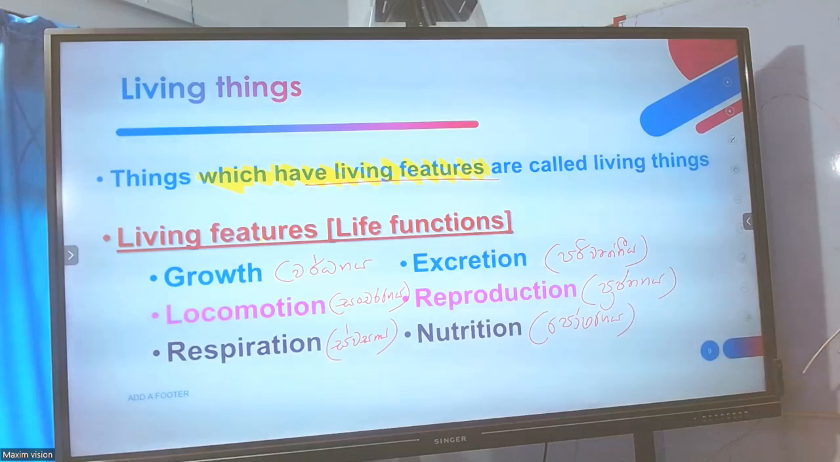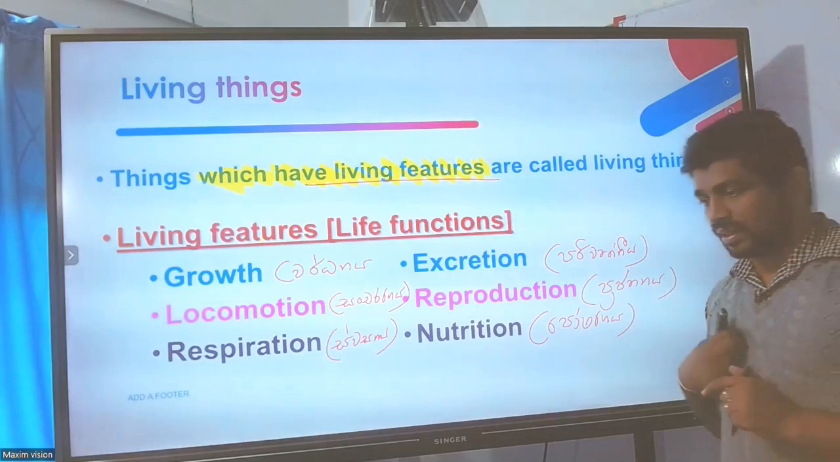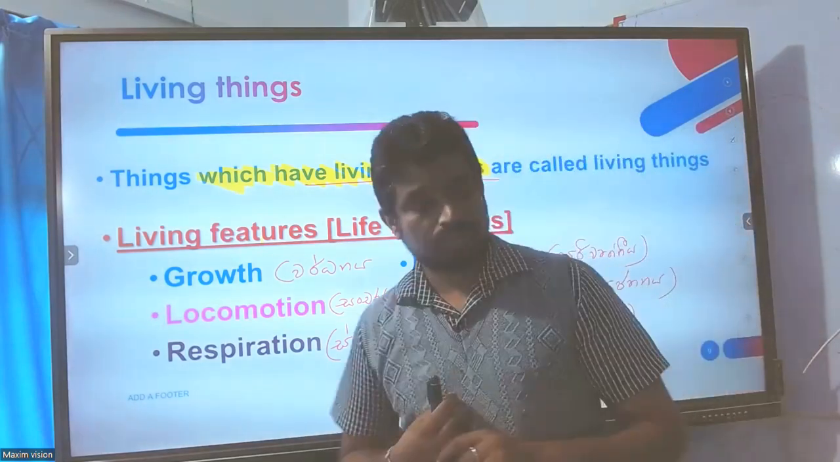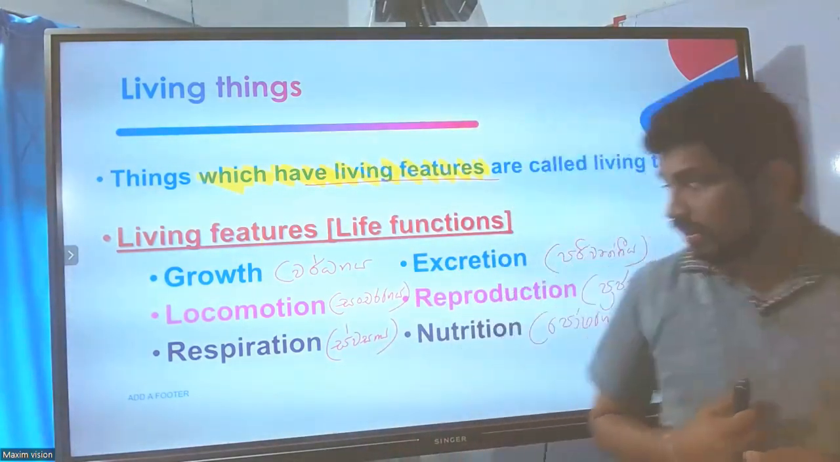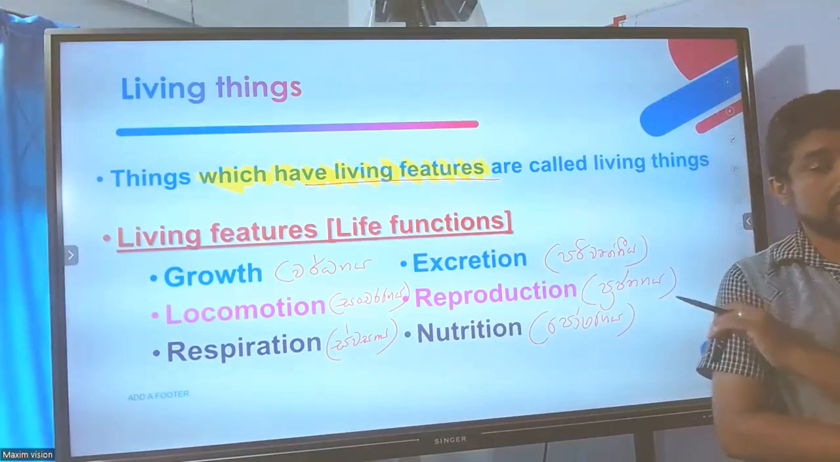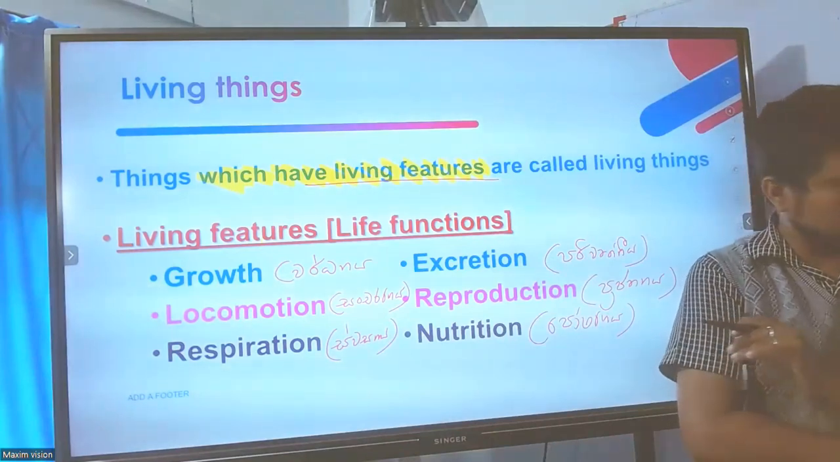Right? Respiration, that means now we produce energy within our body.